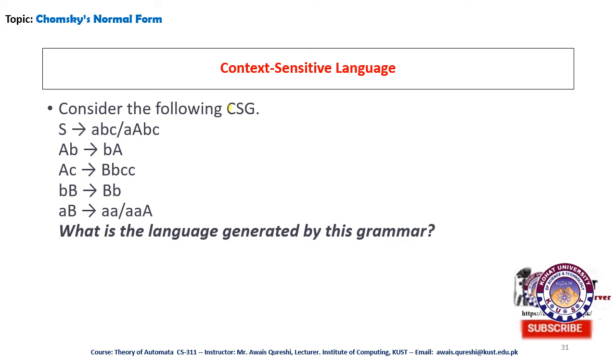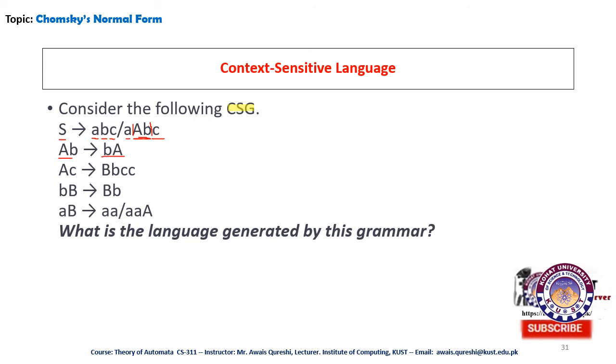Consider the following context sensitive grammar. Here you can see that S is a non-terminal, capital A is a non-terminal, and small a, b and c are terminals. Similarly, we can replace AB with BA.